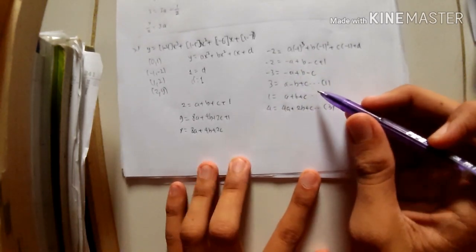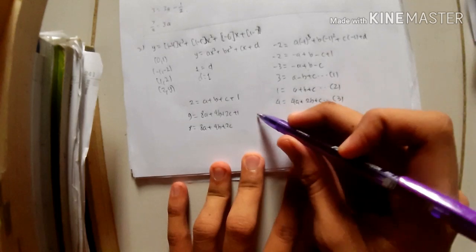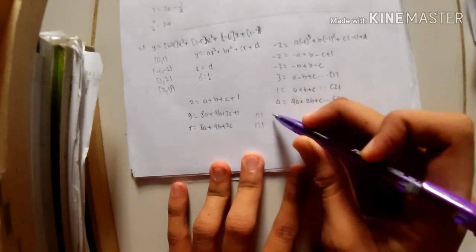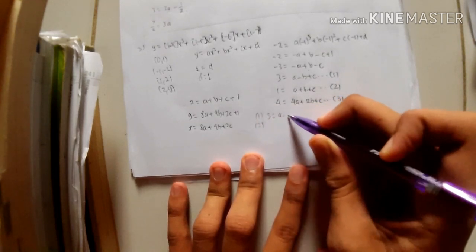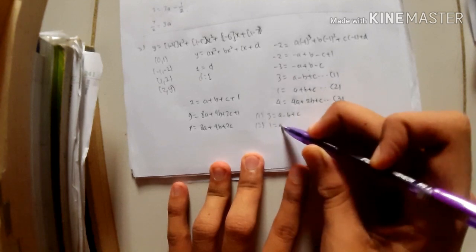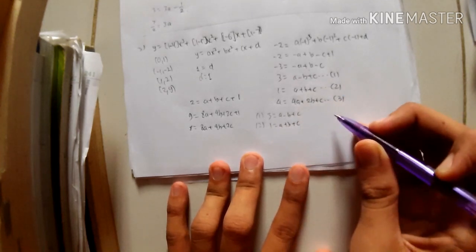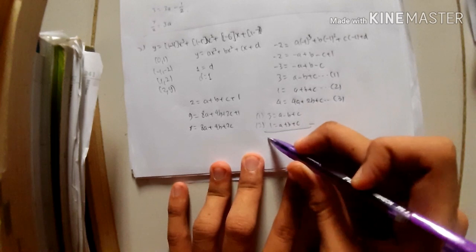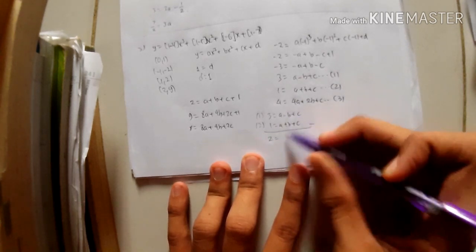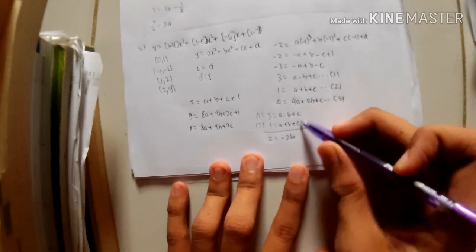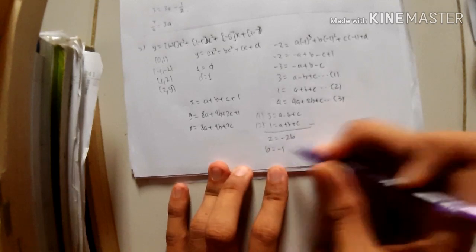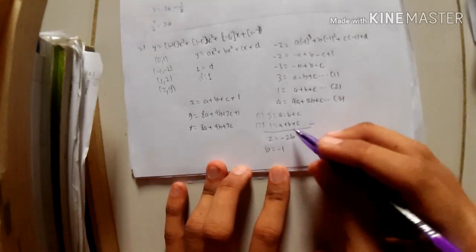So we just need to eliminate variables. Let's say we use equation 1 and equation 2. 3 is a minus b plus c, and 1 is a plus b plus c, right? So you can subtract that. 2 equals, this cancels out, this equals minus 2b, and this cancels out too. So b is minus 1. Now you have b is minus 1.